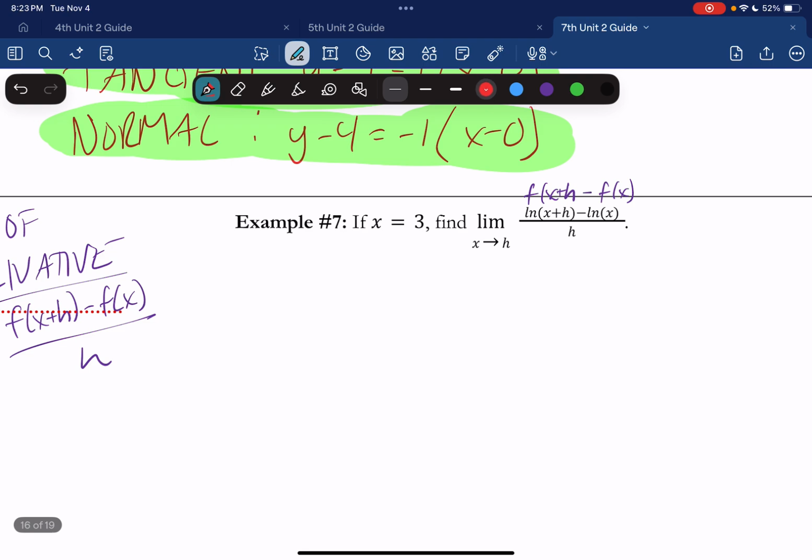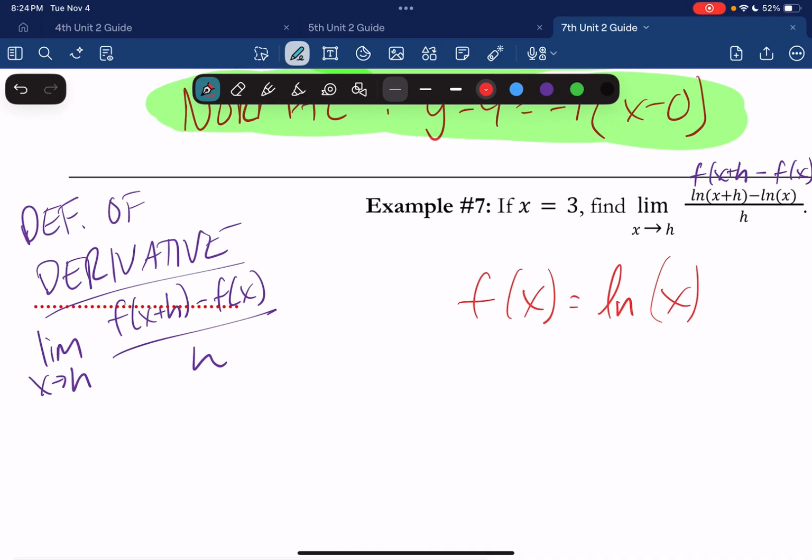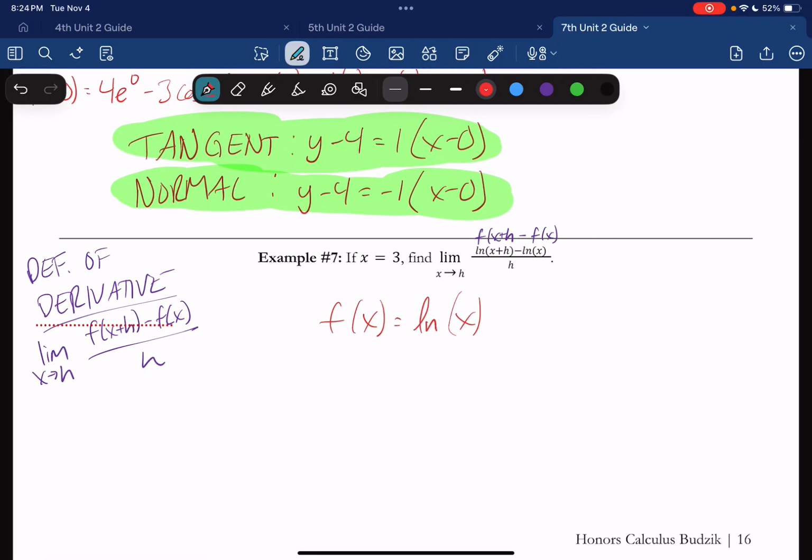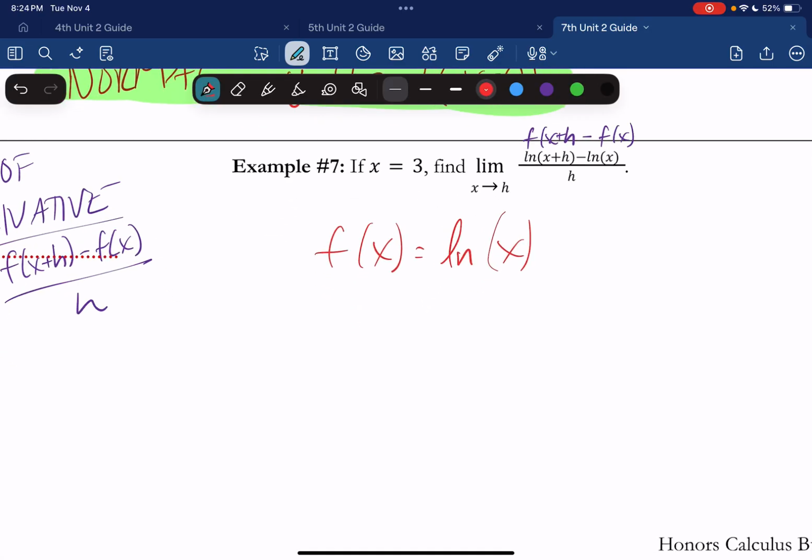So I see that my function is the ln of x. And now what I'm going to do is take the derivative of that, because I'm given, again, the limit definition of the derivative. So I'm going to derive it, and then I'm going to evaluate it when x is 3.